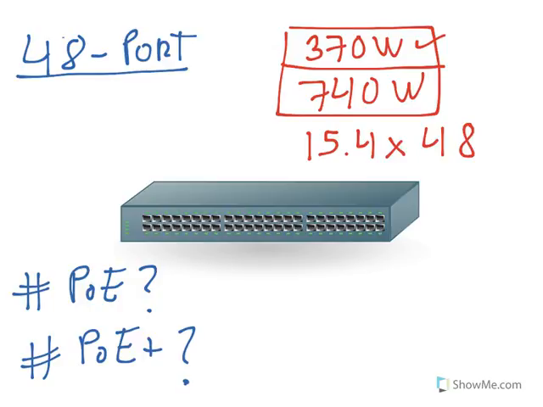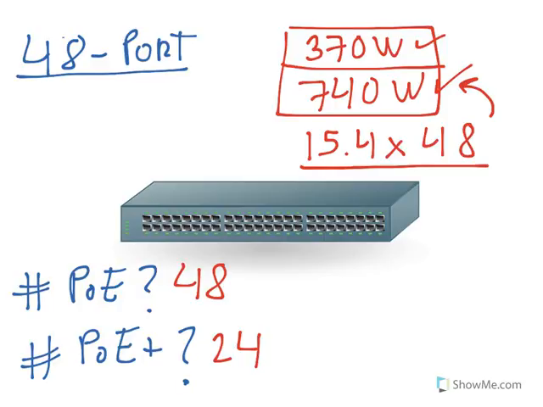However, for the full power switches that have a power budget of 740 watts, if we do the math, 15.4 times 48 gives us 740 watts. So for a 48-port full power PoE switch, we have a total of 48 PoE ports, so we can basically provide PoE on every single port. Or if we're going to provide PoE Plus only, we can have up to 24 ports. And obviously anything in between, as long as we don't exceed the power budget of 740 watts.